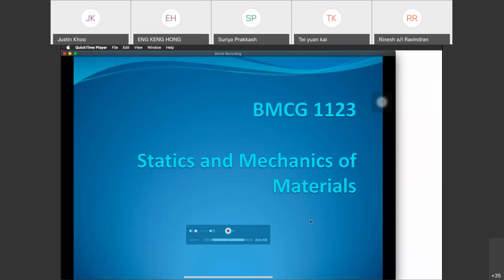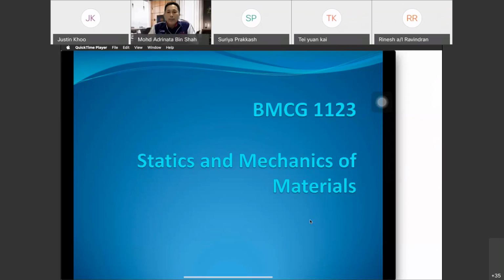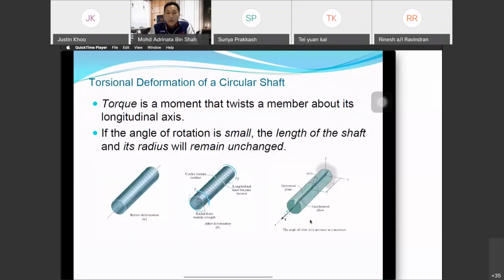Okay, we will continue our chapter 10 in this subject, which is statics and mechanics of materials. So for today, we will discuss our chapter of torsion.